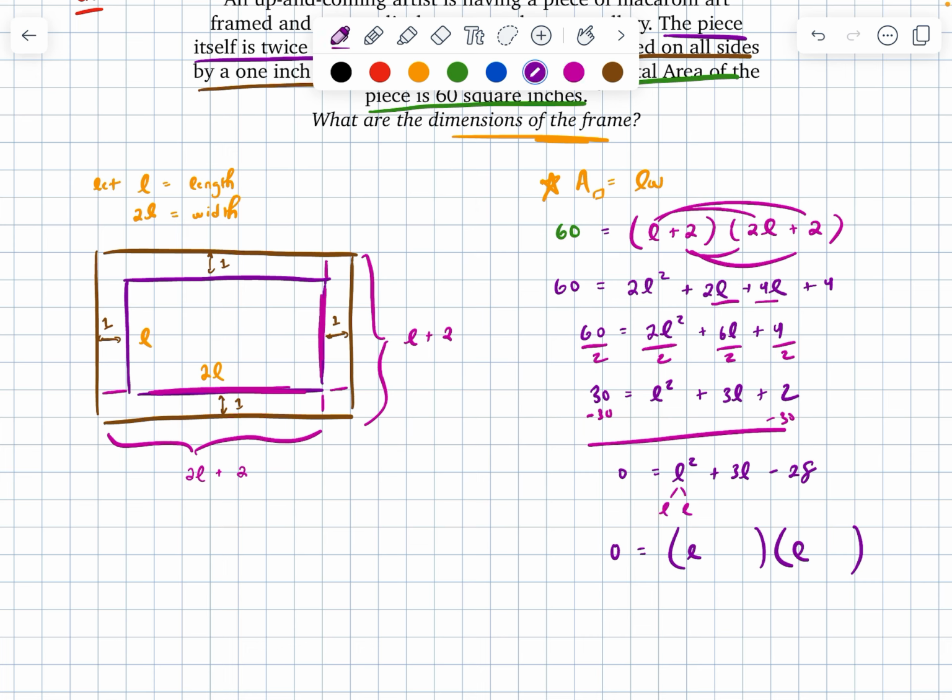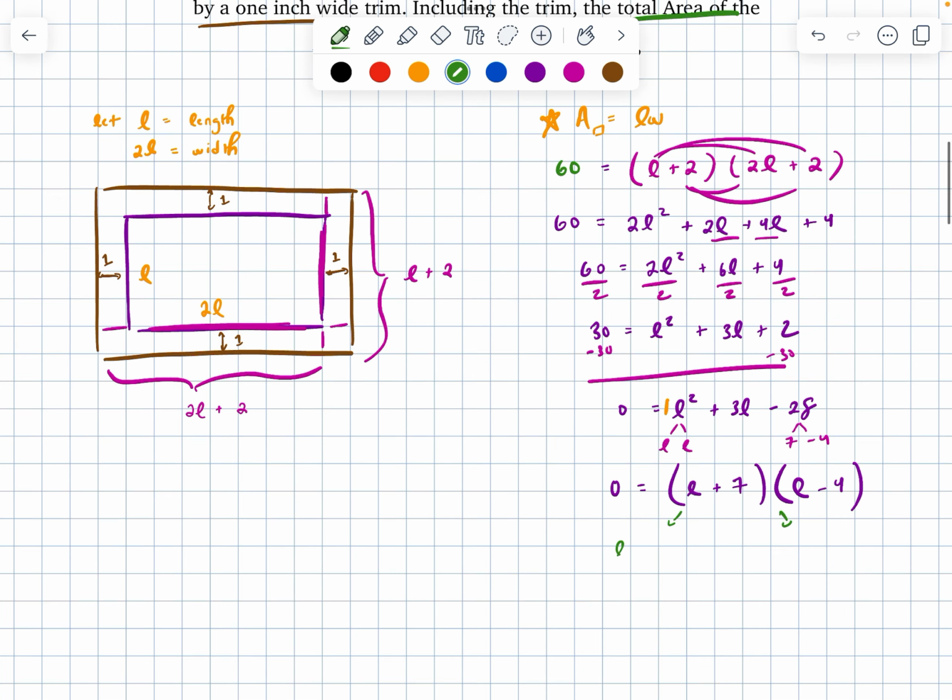Which means at the front, L squared, it's got to be L times L. That's the only way that I can get there. At the back, because that leading coefficient is an invisible 1, I need 2 numbers that multiply to negative 28 and add to positive 3. Well, positive 7 times negative 4 gets me negative 28, and positive 7 plus negative 4 gets me that 3 in the middle. Very nice. All I've got to do now is do some zero property. Well, by the zero property, if these two things multiply to get 0, either L plus 7 is 0 or L minus 4 is 0.